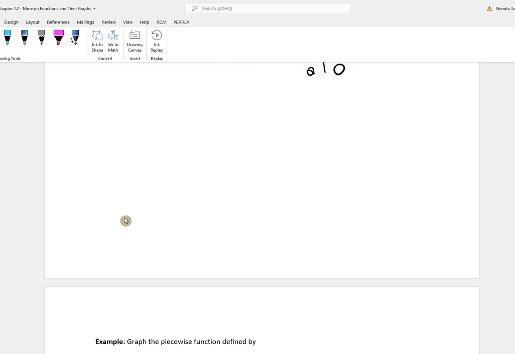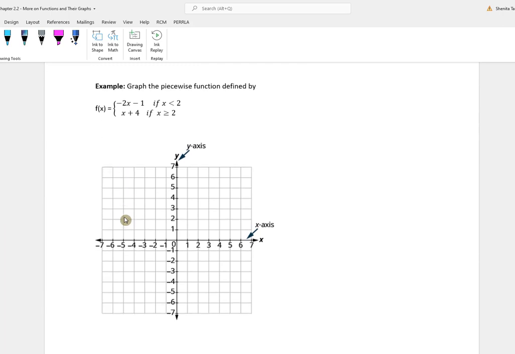All right, so let's look at another problem. We have negative 2x minus 1 when x is less than 2. And the function is equal to x plus 4 when x is greater than or equal to 2. So let's go ahead and graph this first one.